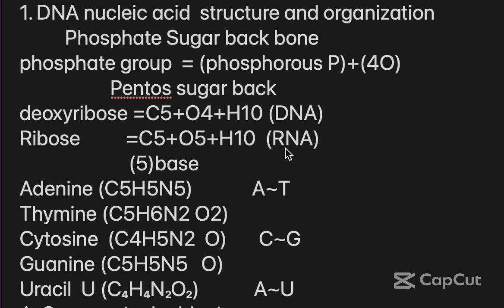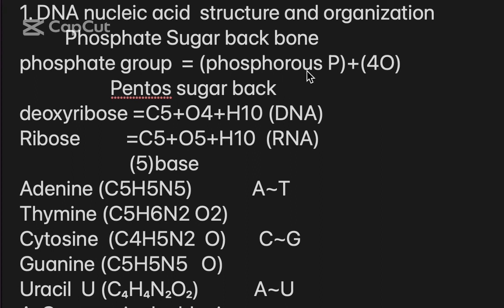And at carbon number 2, if there is oxygen, that will be ribose sugar, and if there is a missing oxygen, that will be deoxyribose. So look at here: adenine, thymine, cytosine, guanine, uracil. They are converted to the names adenosine, thymidine, cytidine, guanosine, or uridine once we put this pentose sugar with these nitrogen bases.